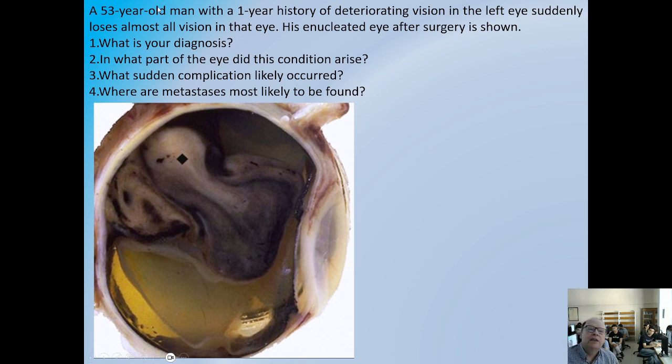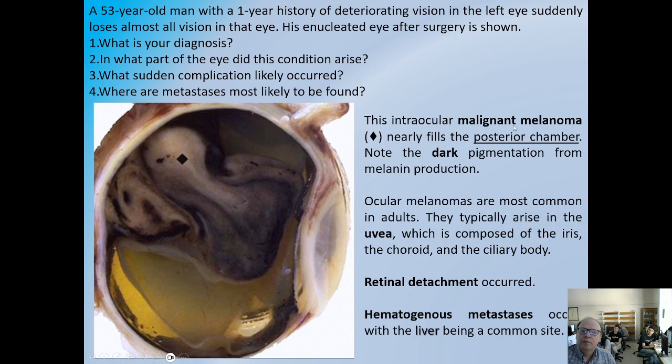Now, here is a middle-aged man with a 1-year history of deteriorating vision in one eye, and suddenly he lost all vision from that eye. And here is the enucleated eye after surgery. You see here how the vitreous body is compressed. It nearly fills the posterior chamber. We discussed this color and its significance for the diagnosis. And most typically, it arises in the uvea.